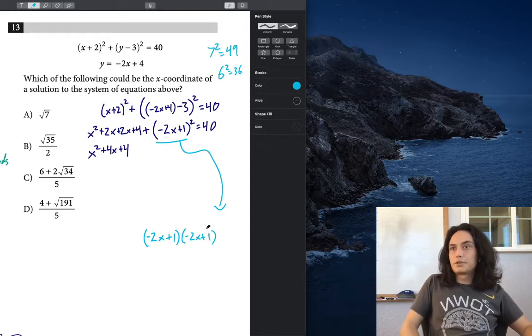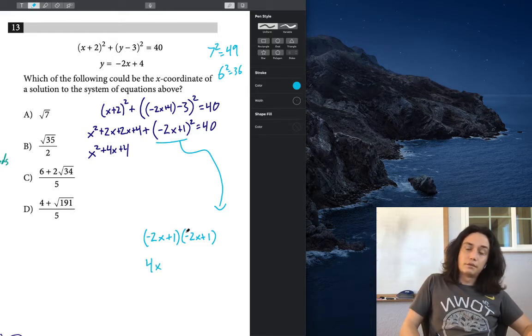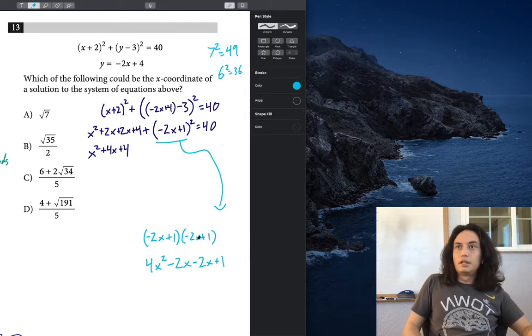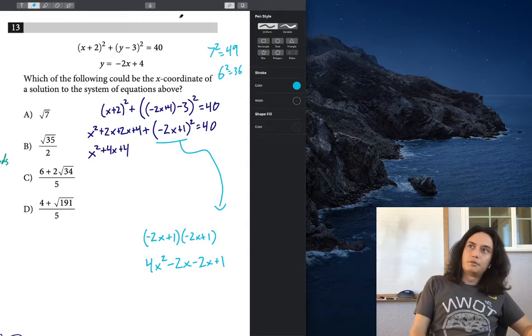And then we're going to do first, outside, inside, last. First is negative 2x times negative 2x. That's 4x squared, because two negatives make a positive, and these two x's. Then we're going to do outside. This is minus 2x. Then we're going to do inside. This is minus 2x. Then we're going to do last. That's plus 1. And then we're going to take that and put it in right here.